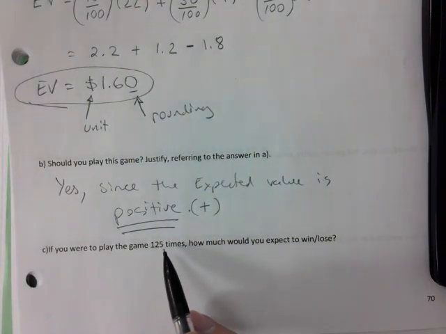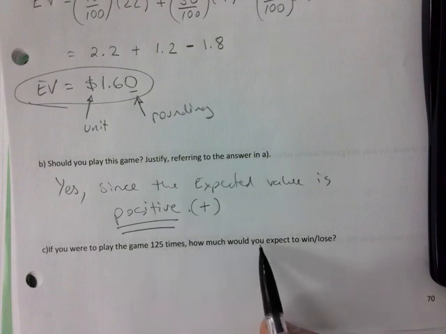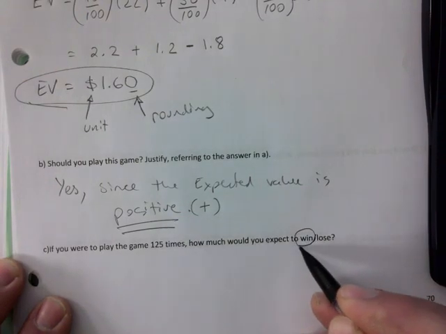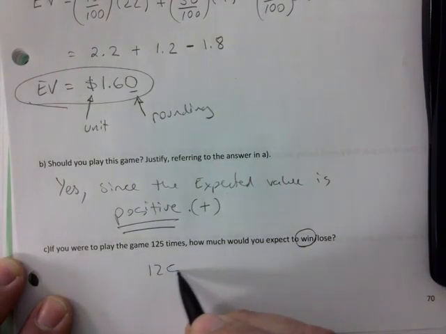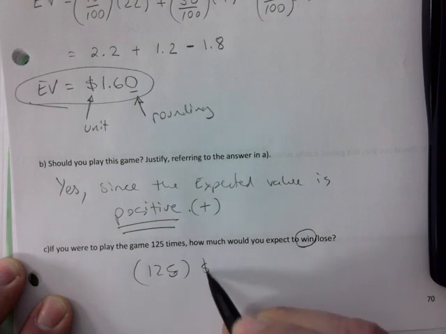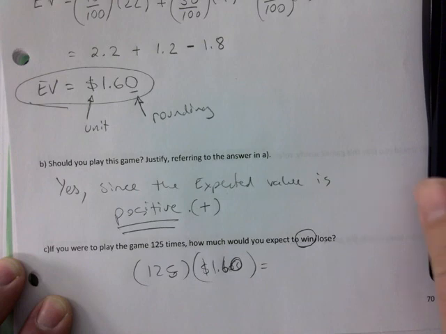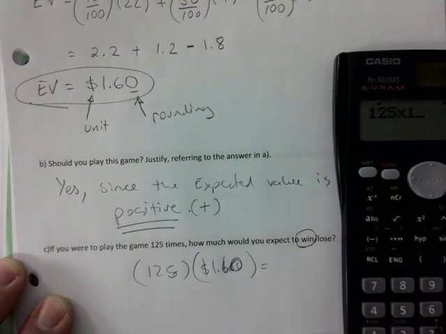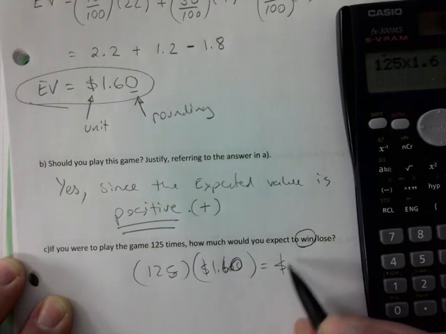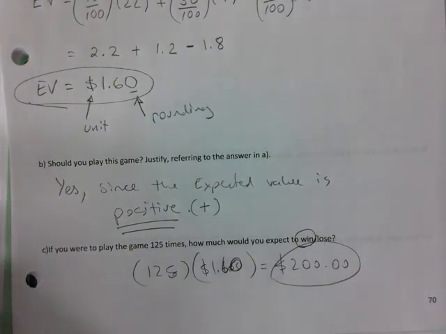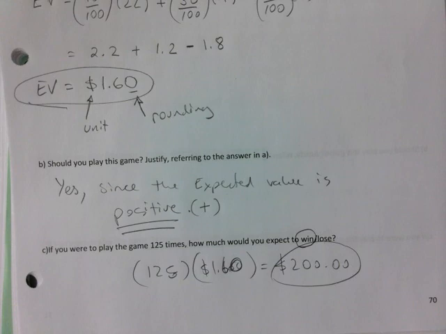If you were to play 125 times, how much would you expect to win or lose? We already determined that you're winning. So it'd be 125 times $1.60. $200. This is how you do expected value.